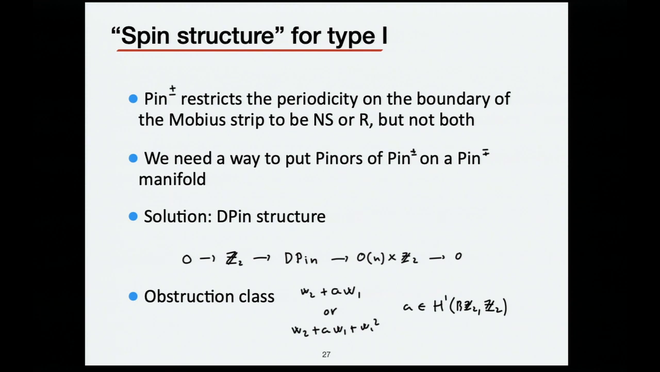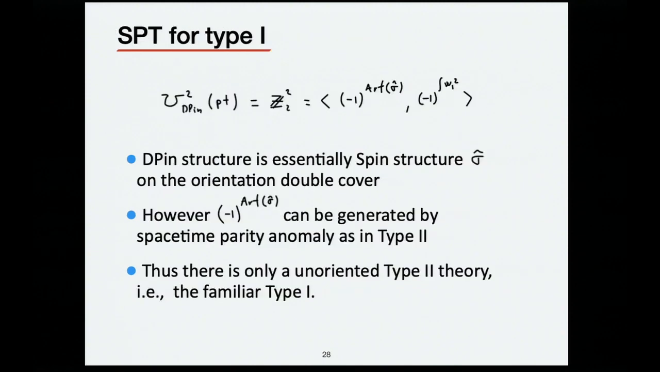Okay, so what is the SPT for this type 1? One can think of this D-pin structure essentially as a spin structure on the orientation double cover. And then the SPT is just the same as those spin structures on the orientation double cover. And again, there's only one type of type 1 theory because we can generate this by the same space-time parity anomaly that I was talking about earlier. So in principle, you might imagine that you have two different options that are related by some space and time transformation, but there's only one type of theory.